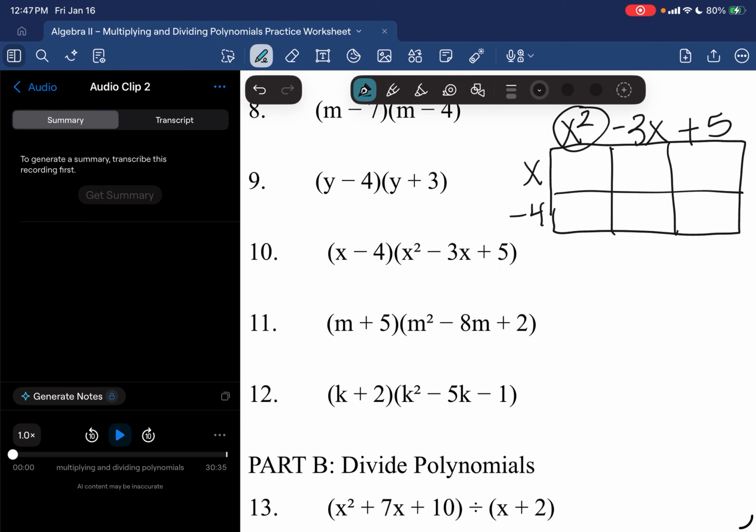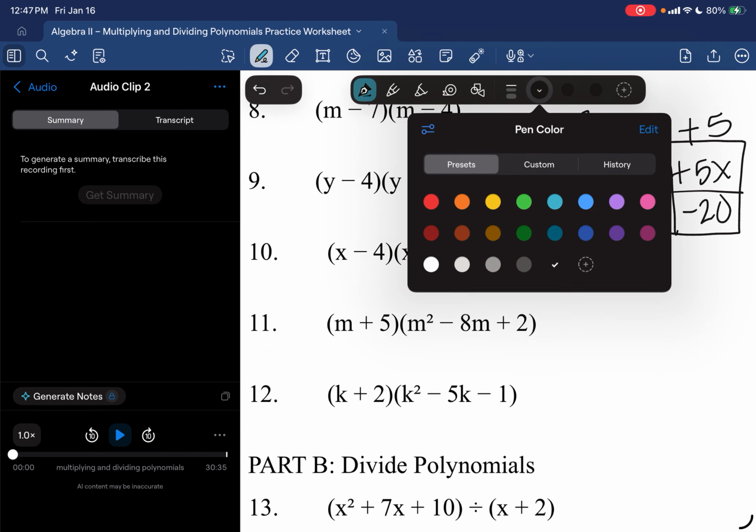Okay, x squared times x is x cubed. Negative 4 times x squared is negative 4x squared. Negative 3x times x is negative 3x squared. Negative 3x times negative 4 is positive 12x. 5 times x is plus 5x. 5 times negative 4 is negative 20.